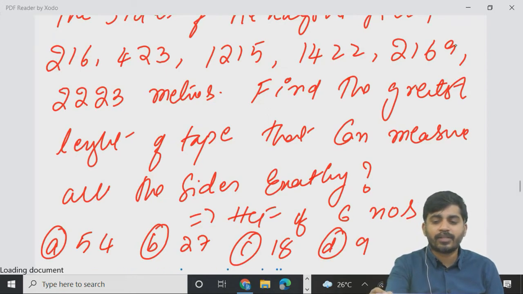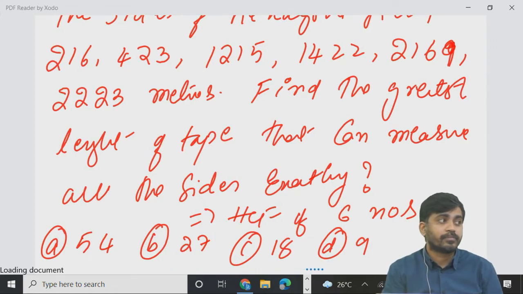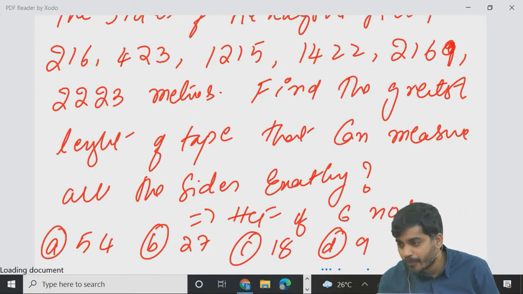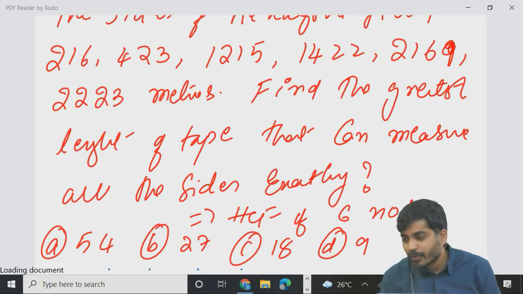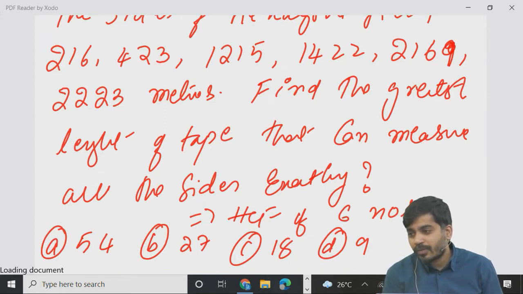I said the answer is difference or sometimes difference factors. We will solve this question based on the difference method only. So one of the answers is 54.